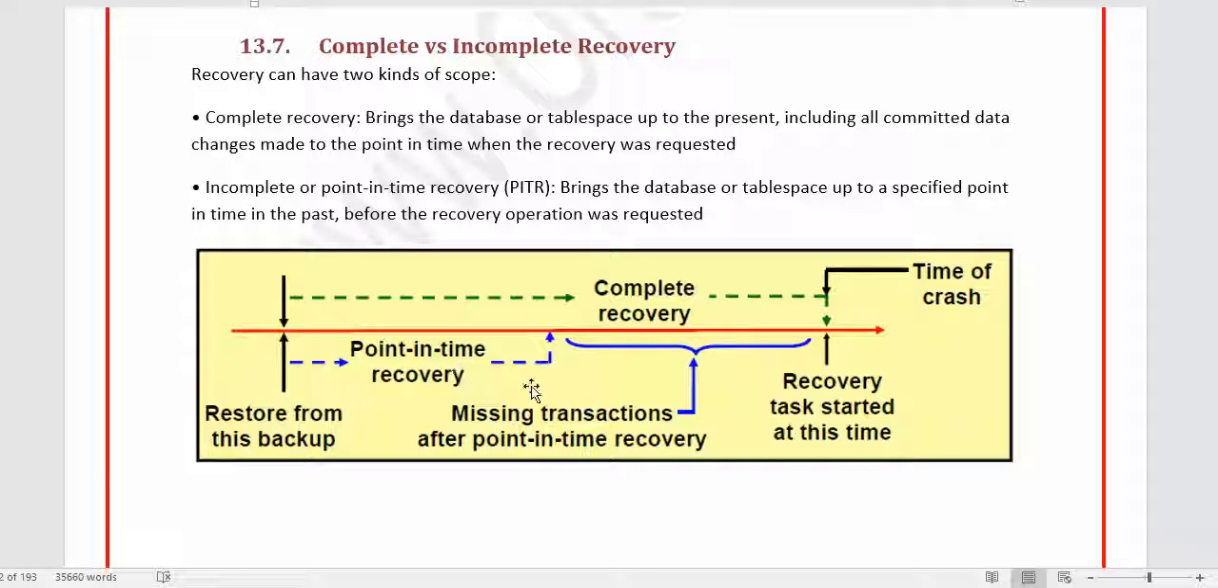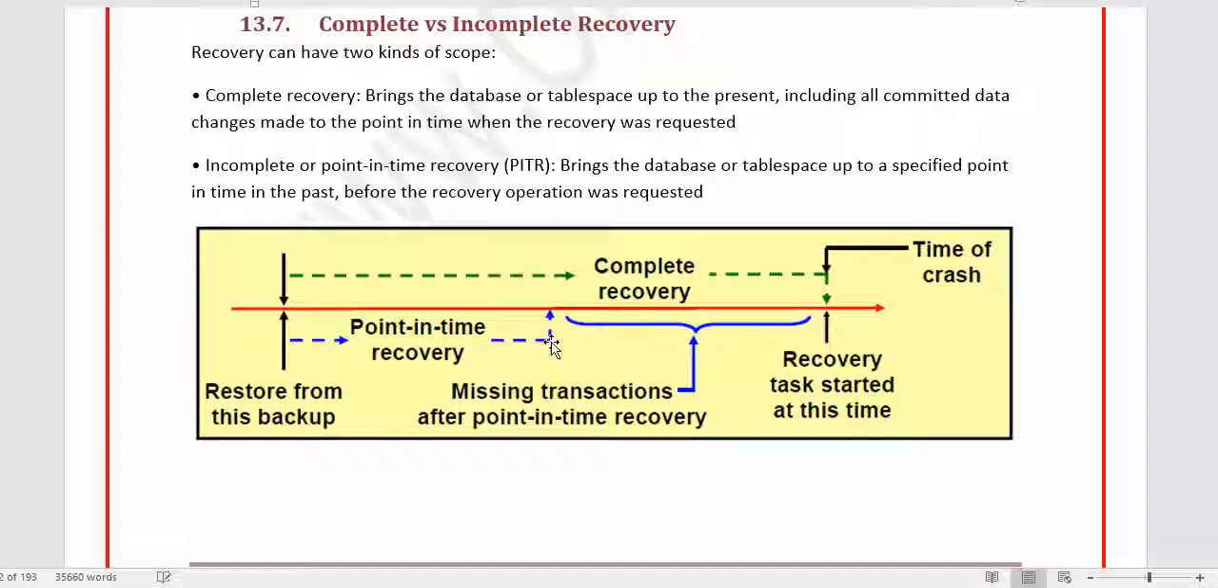If you are bringing up your database until this point, it is called an incomplete recovery or point in time recovery. So there are two names for the other recoveries, that is point in time recovery and incomplete recovery. That means getting your database back to a different timestamp before the crash happened. That is what is called point in time recovery.